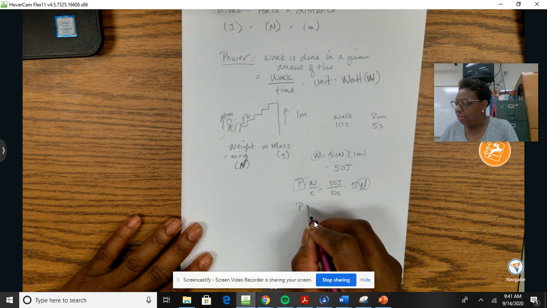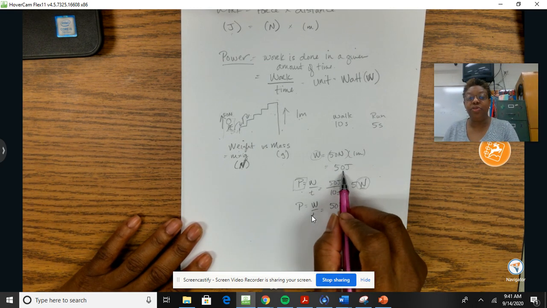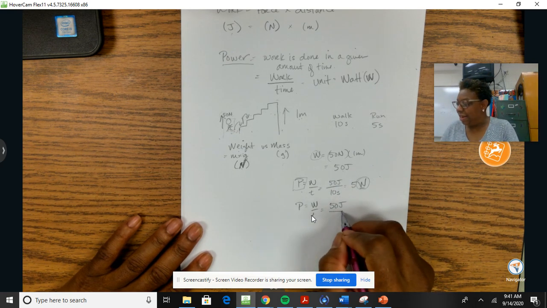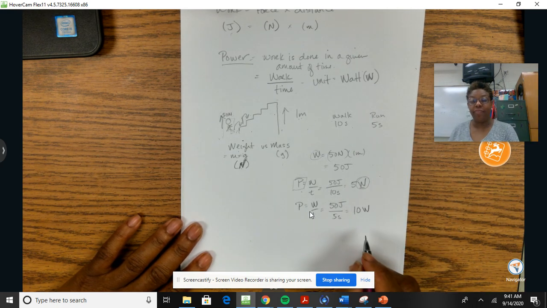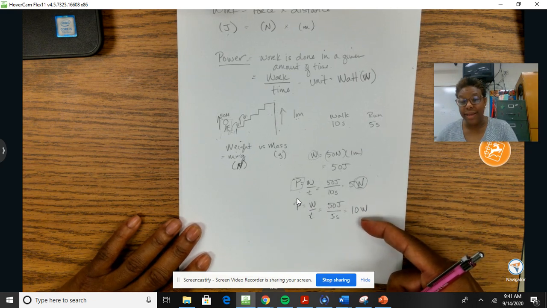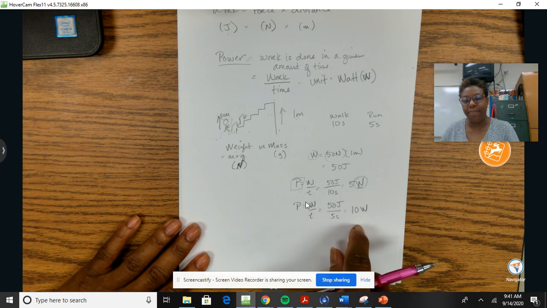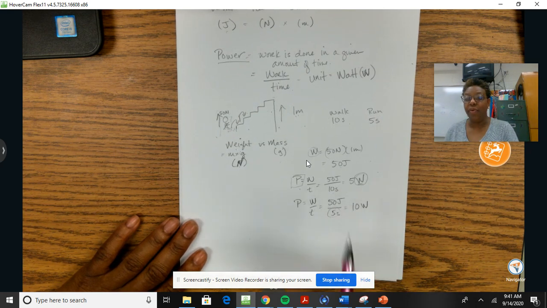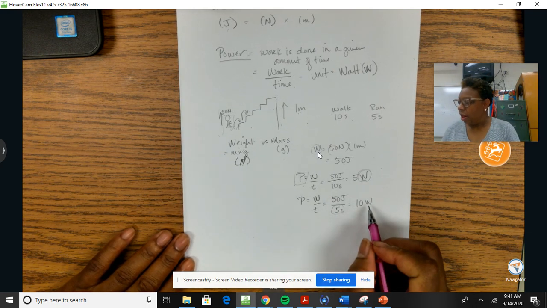Versus if Jane runs up the steps, she's still done 50 joules worth of work, but she did it in 5 seconds. So her power is 10 watts. So then what we can deduce, even from this example, is power is about time relative to work, and the faster you do something, the more power you have. The faster you do something, or the less time, the more power. These are inverse. Okay. All right.